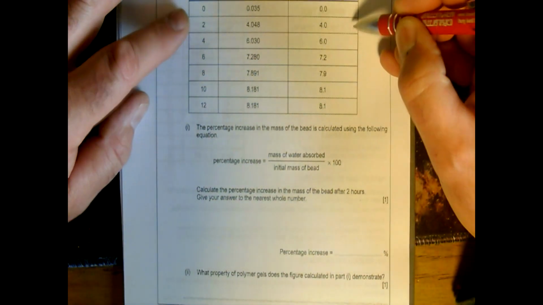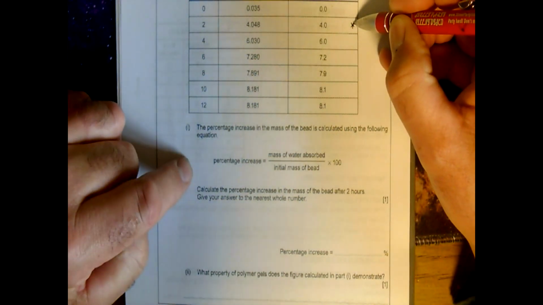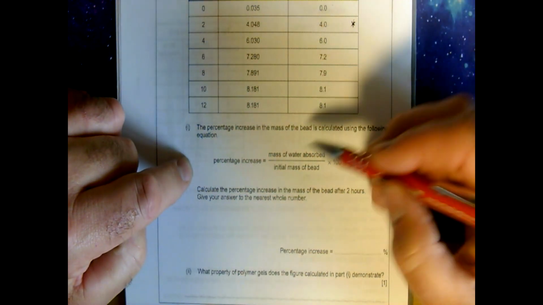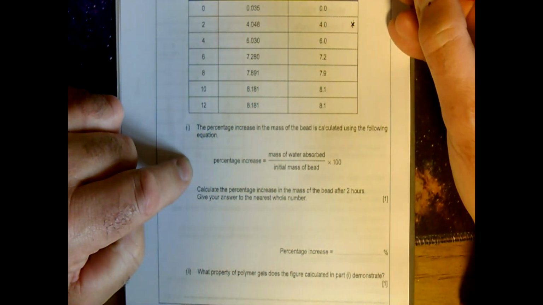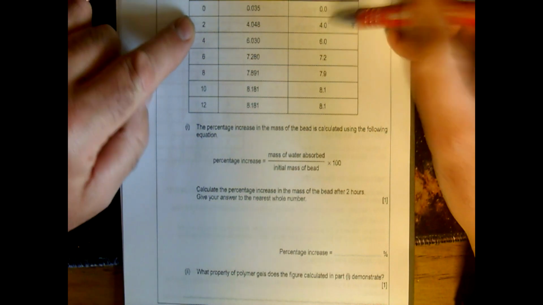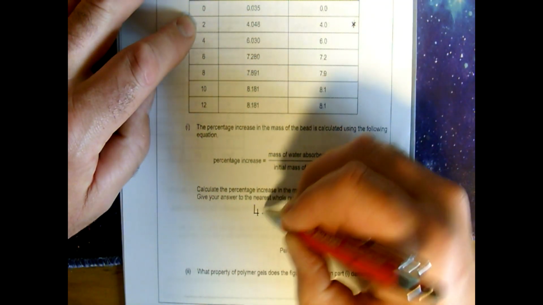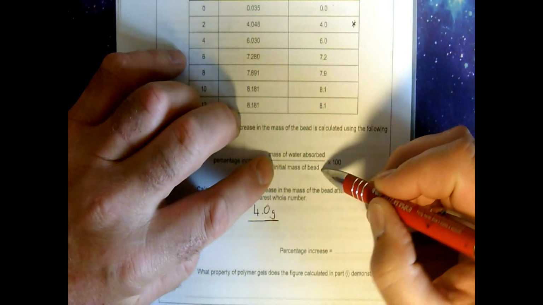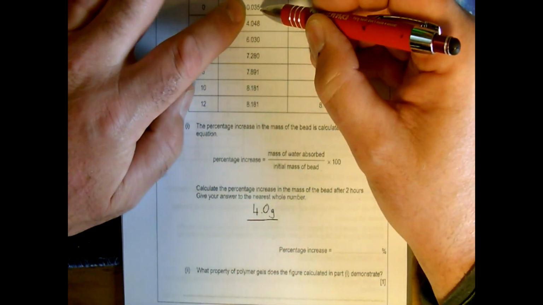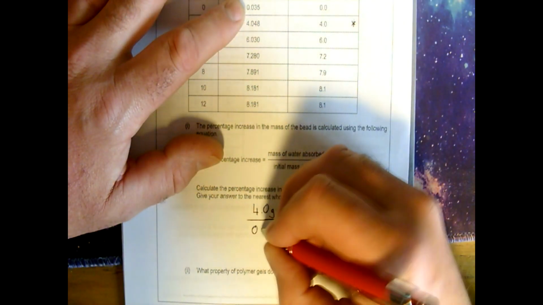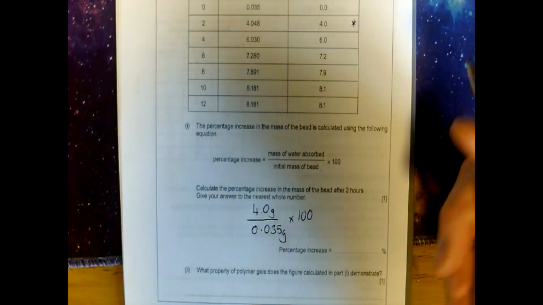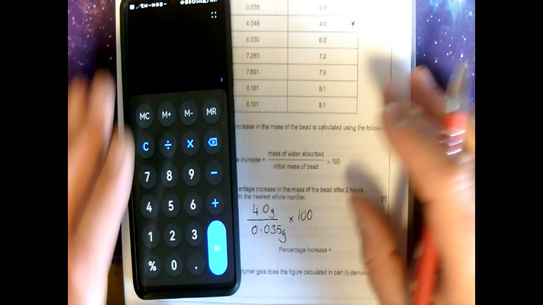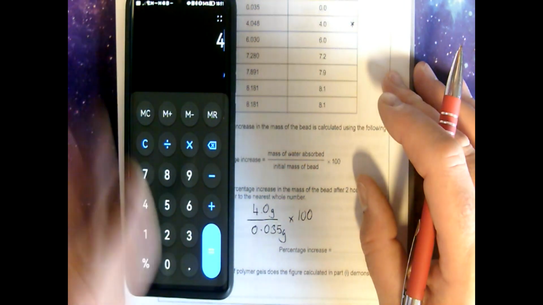Okay, so for the 2 hours, it's this row here. What we need to do is take the information from the table and put it into the calculation. So the mass of water absorbed, that's this column here, is 4.0 grams, divided by the initial mass of the bead, which of course is 0.035 grams, and we're going to multiply that by 100 to get our percentage.